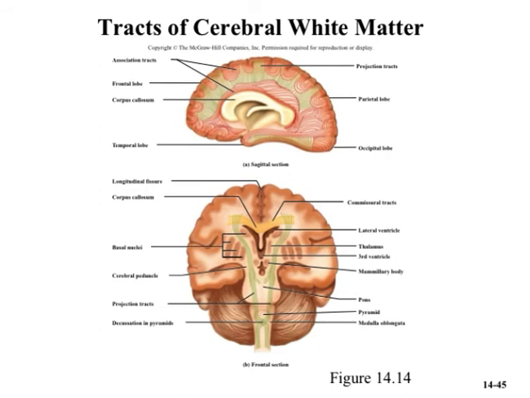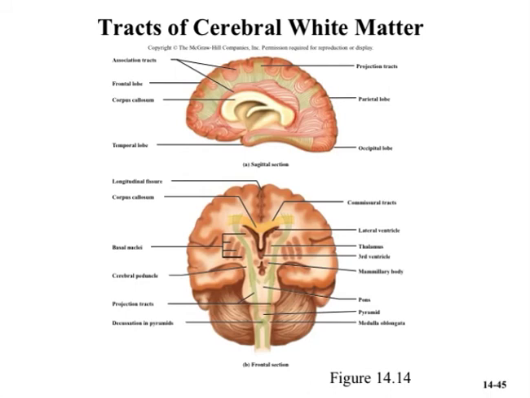The projection tracts extend vertically between the higher and lower brain and spinal cord. These carry information between the cerebrum and the rest of the body, as we see in the lower portion, the frontal section, the coronal section through the brain, and these projection tracts are shown here in green.